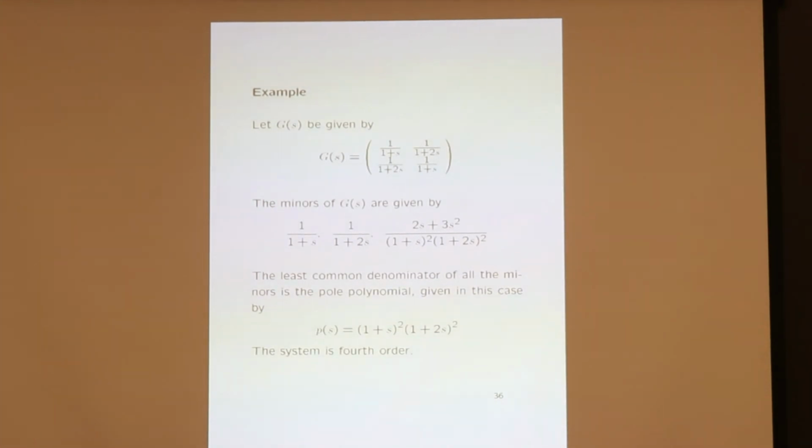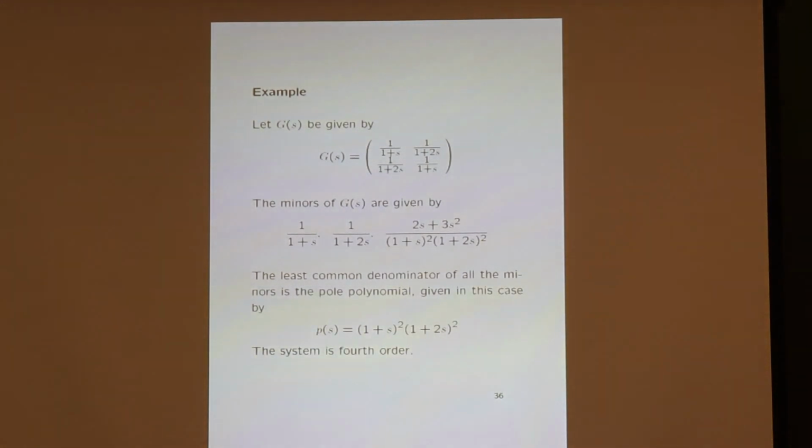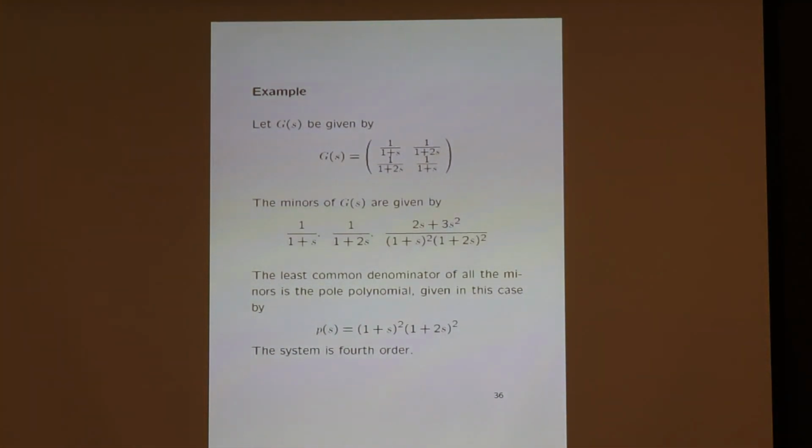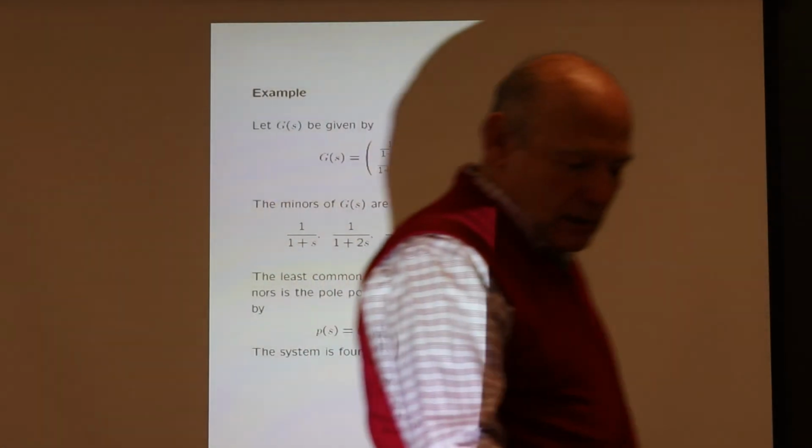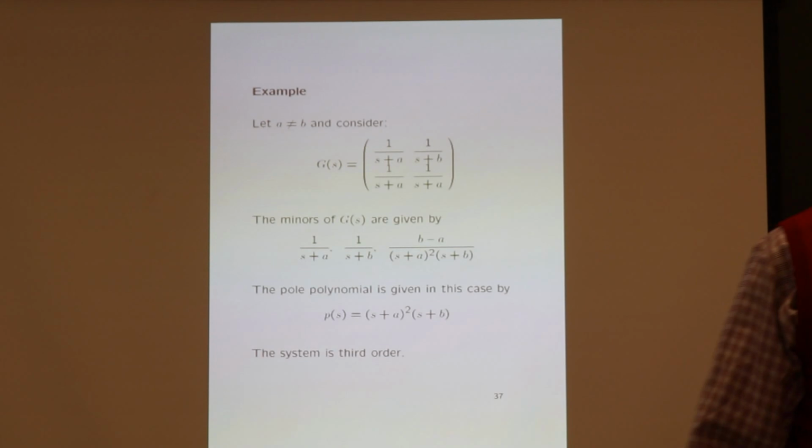Right? I mean, it has 2 inputs, 2 outputs, and you have 4 poles, because the pole polynomial is 4th order. So that's a concept that's very different to a single input, single output system. If you don't believe me, you ask Professor Gao and he will tell you.